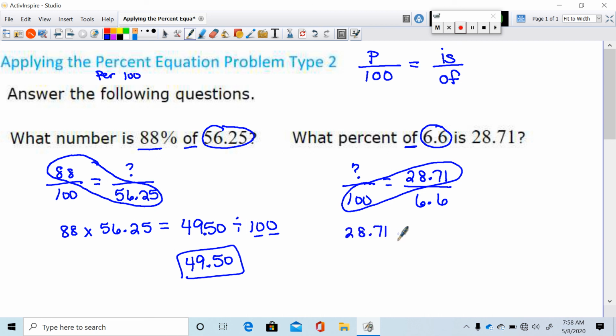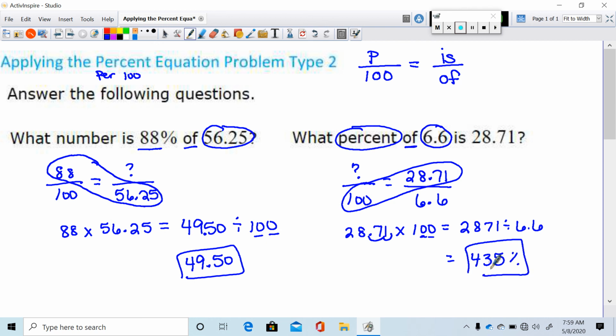Okay, so I'm going to diagonally multiply the numbers that are across from each other that I know what they are. So 28.71 times 100. Well, whenever you're multiplying by 100, it has two zeros, so you're just moving your decimal two places to the right. So that's 2871. And then you divide by the number that's not circled. So 2871 divided by 66 is 435. But remember the question, what percent? So we need to add a percent sign to that. 435%.